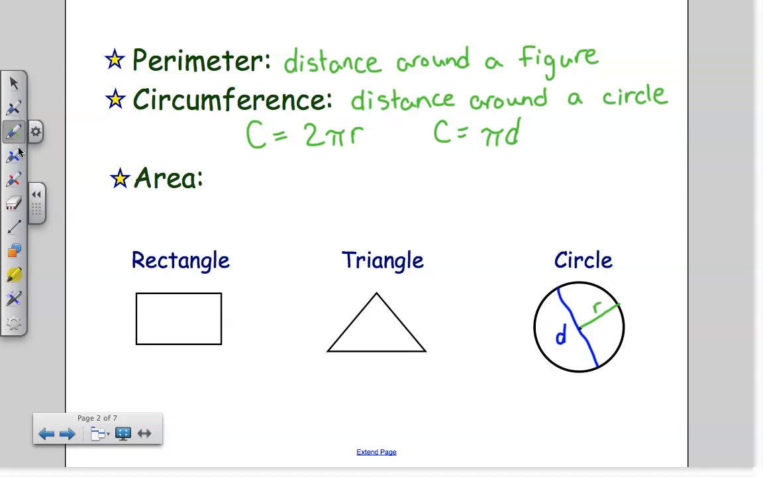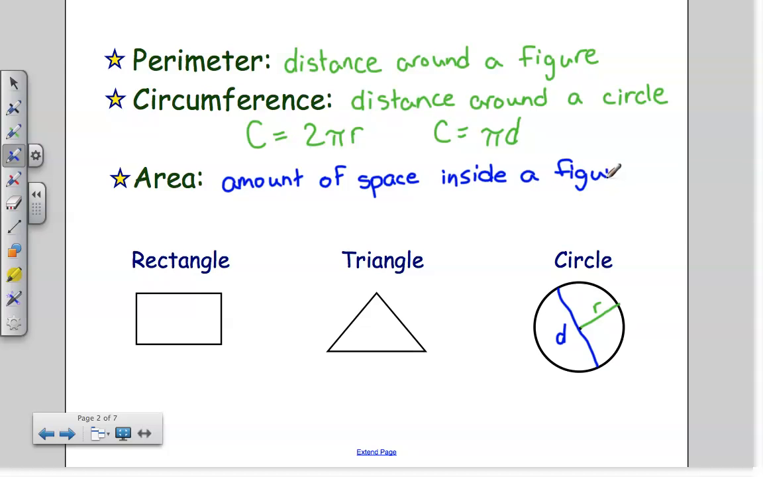So perimeter and circumference are really the same idea because they're distance around something. Circumference is just distance around a circle. Area, on the other hand, is not a linear measurement. It's not just a straight line measurement in units. Area is the amount of space inside a figure, inside a polygon, inside an object.